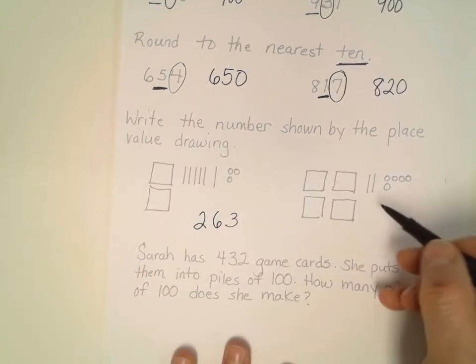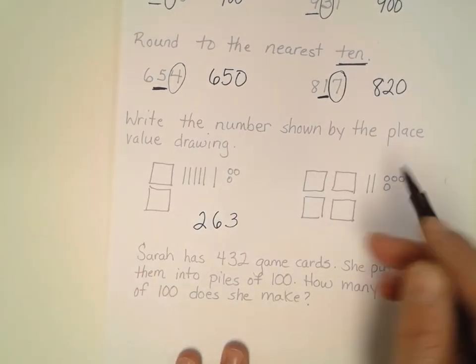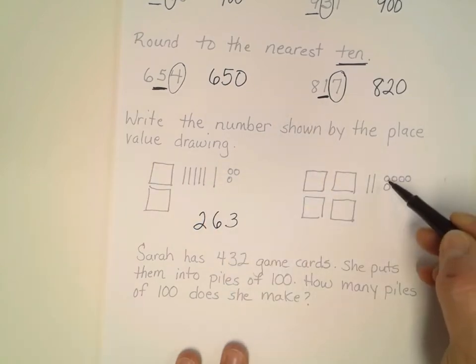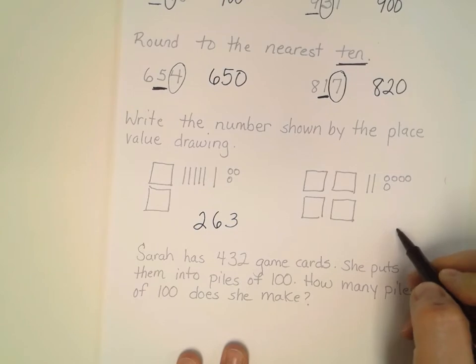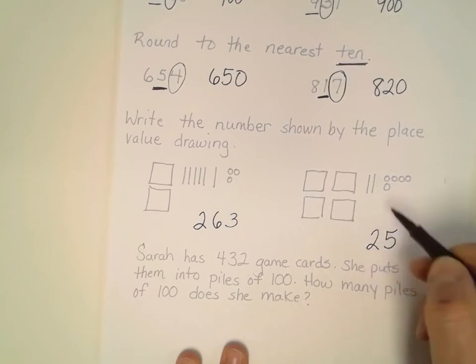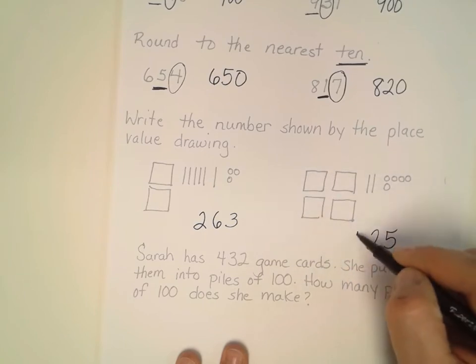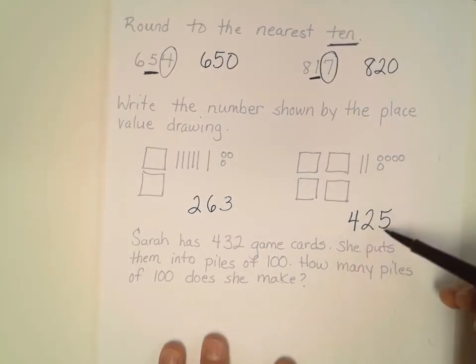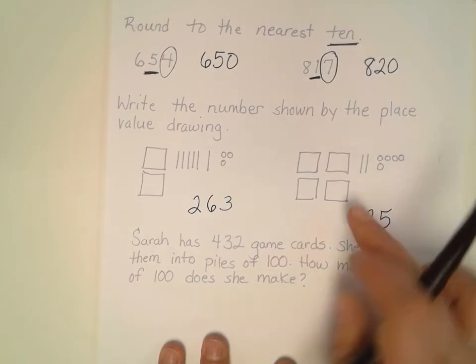All right, so then we're going to come over here. If there weren't any tens, I'd have to put a 0 in there. So 1, 2, 3, 4, 5. 5 ones. 2 tens, and 1, 2, 3, 400, 425. If there were no ones, then we'd put a 0 in there. If there were no hundreds, we could just leave it 25.